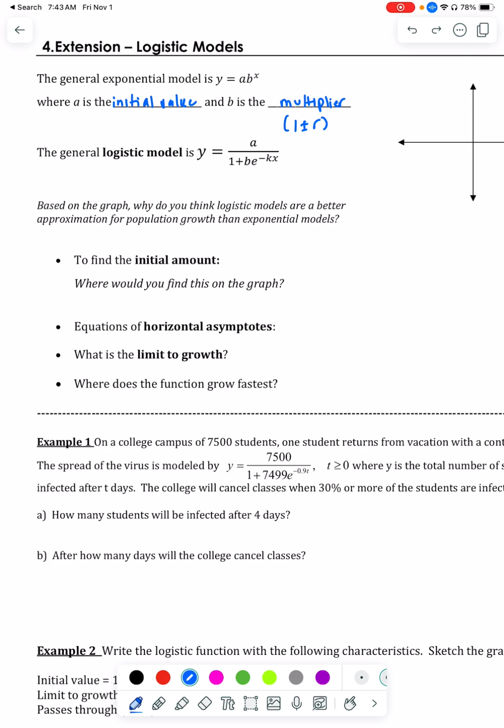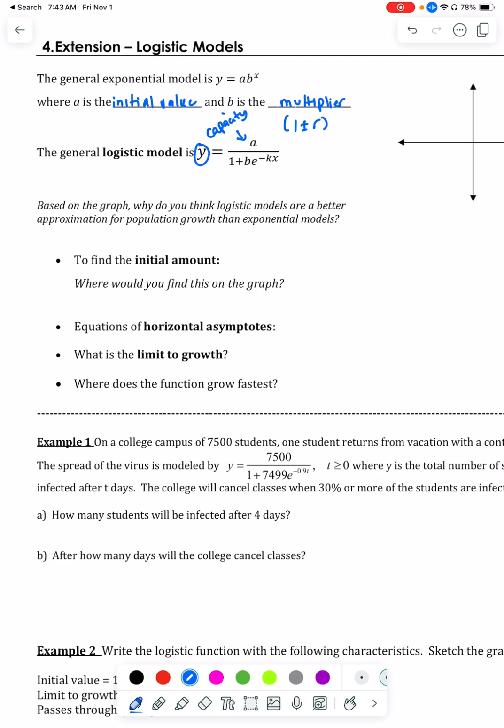Now, y is basically your f of x, or your dependent variable. a here is what we know as the capacity. We don't want to delve too deep into that, but basically it's the maximum. It's the limit of y. The maximum y can be is a.